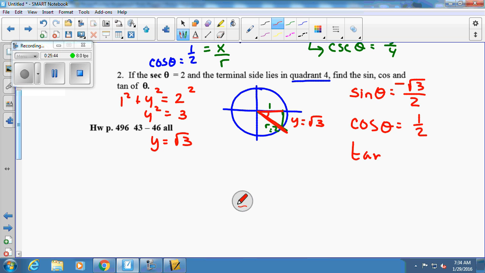Then it says tangent. How would we find the tangent of theta knowing those? Tangent of this angle is what? TOA. Square root of 3 over who? Is it positive or negative? You always have to ask yourself that question because it doesn't appear. You have to think about it. Positive or negative? Negative. Who made it negative, the 1 or the square root of 3? So it doesn't matter where you put it.